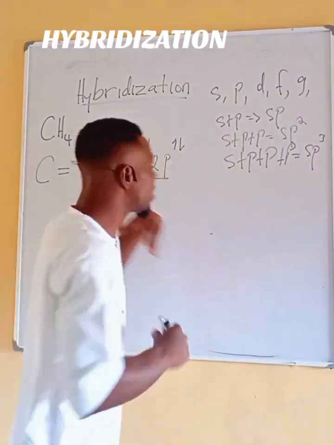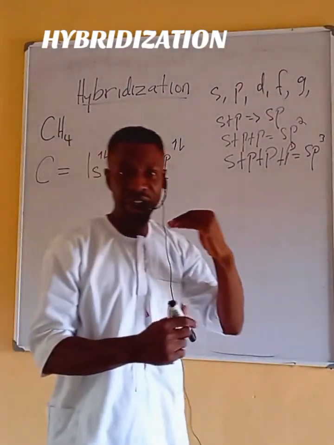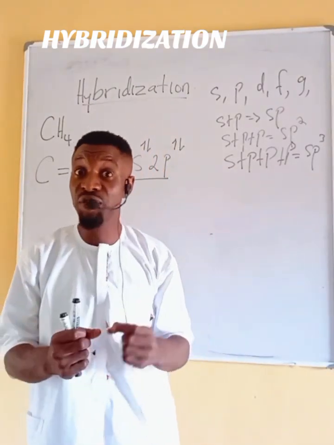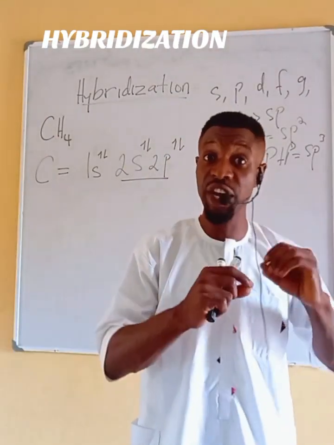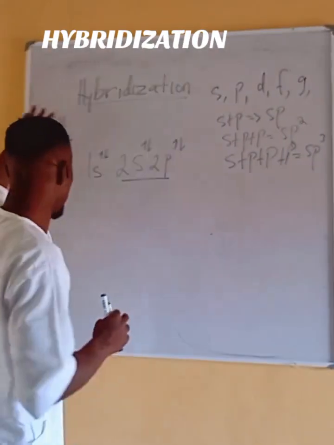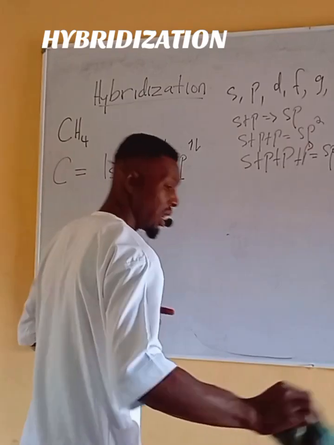So we'll now take a look at hybridization in methane: how hybridization in methane occurs and leads to the bond formation between carbon and 4 hydrogen atoms and leads to the tetrahedral structure of the methane molecule. It's very, very simple. Now, let's take a look at it.